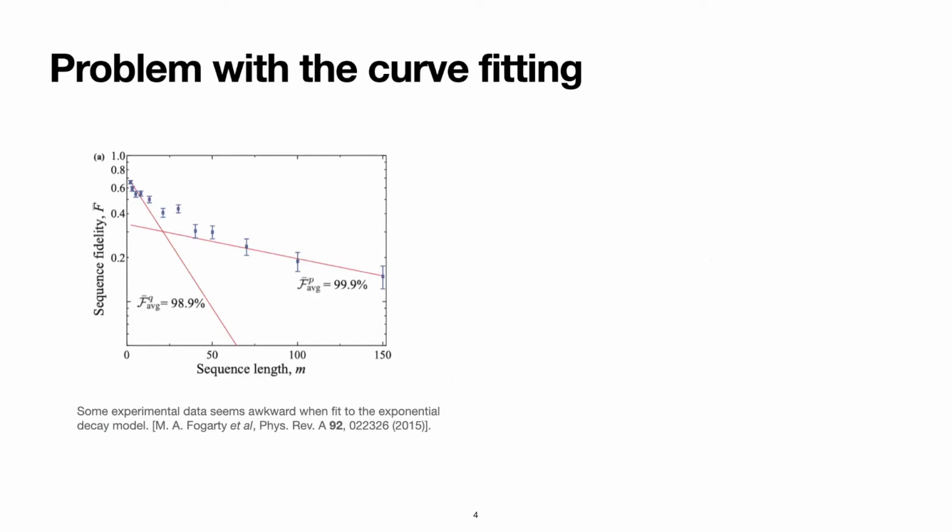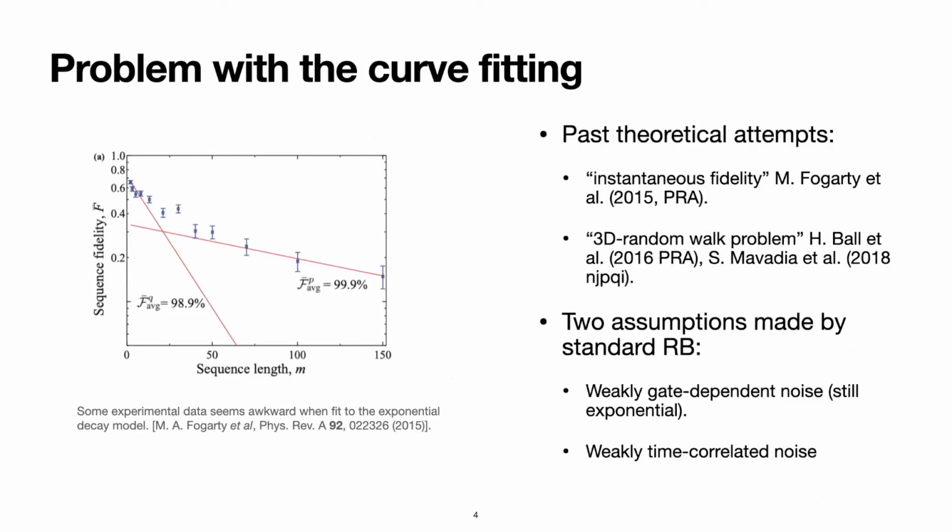But curiously, some literature have reported data that seem awkward when fit to the exponential decay model. For example, in this paper by Fogarty et al., the authors provide a phenomenological explanation for this by proposing that the system has different instantaneous fidelities for each run. Some recent theoretical papers have also investigated this issue using an interesting viewpoint, whereby the fidelity decay is converted into a 3D random walk problem in the Pauli space.